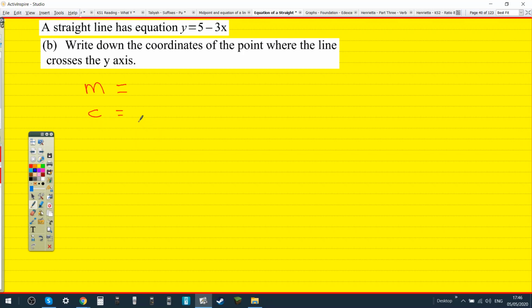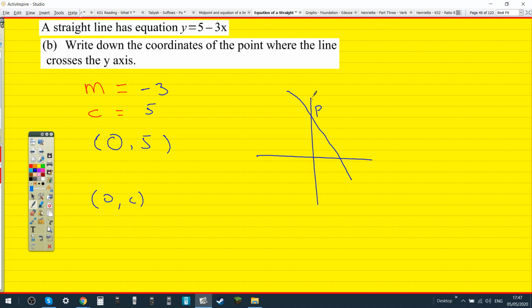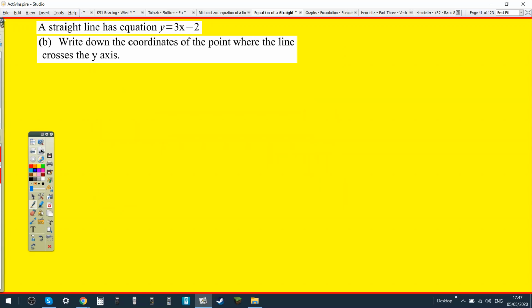The gradient is minus 3, and the intercept is 5. So if the intercept is 5, what are the coordinates of the y-intercept? It is always 0 on the x and then c, so 0, c. So if this equation of a line has an intercept of 5, then it goes through 0, 5. And for a real graph, that's where it starts from.